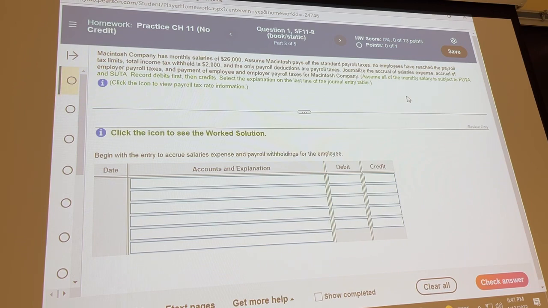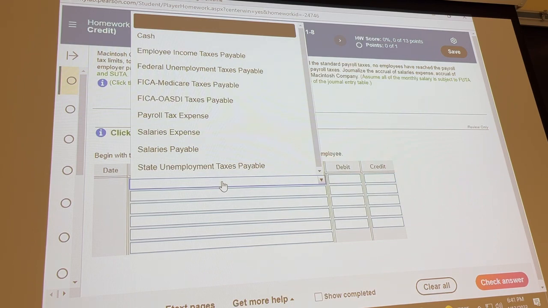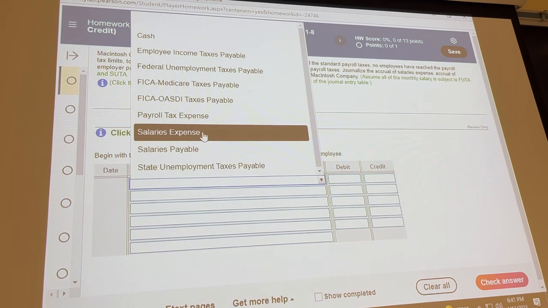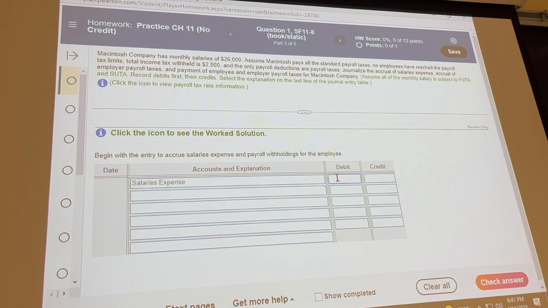This is a payroll problem. It says Macintosh Company has monthly salaries of $26,000. And so we're supposed to do the journal entry to accrue salaries expense and payroll withholdings. So recall that the account we debit is going to be for their gross payroll, and we will generally call that something like salaries expense. So that will be $26,000.